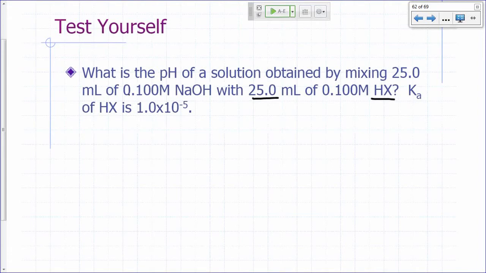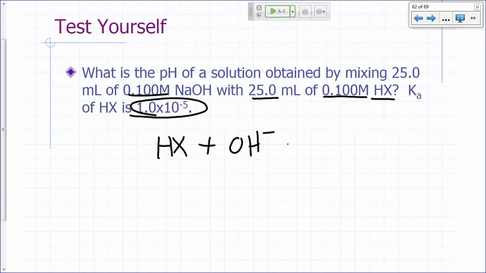So you have 25 mL of 0.1 molar sodium hydroxide and 25 mL of 0.1 molar HX. But this time you have a weak acid, and the Ka of the weak acid is 1 times 10 to the negative 5. What's our reaction here? HX plus hydroxide will give you H2O plus X minus. What's the equilibrium constant for this?